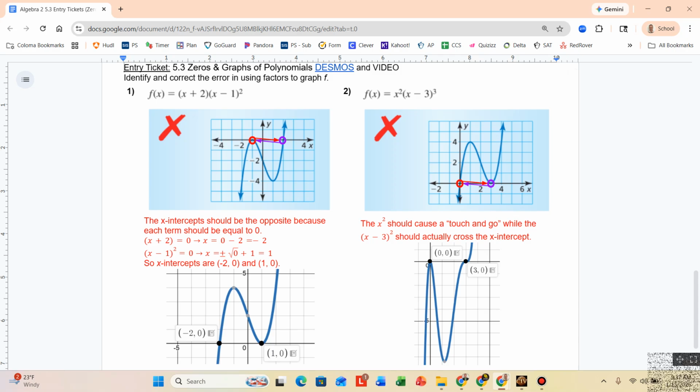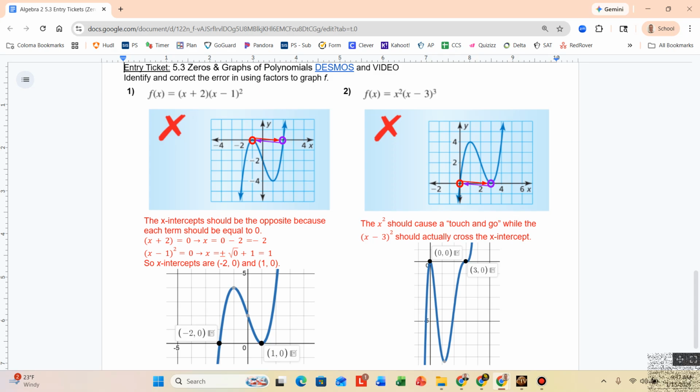Alright, this entry ticket is going over some common mistakes when graphing polynomials. Both of them have the common mistake of flipping around what is happening at the x-intercepts. On number one, ultimately those 2 points, negative 1, 0 and 2, 0, those should be flip-flopped.